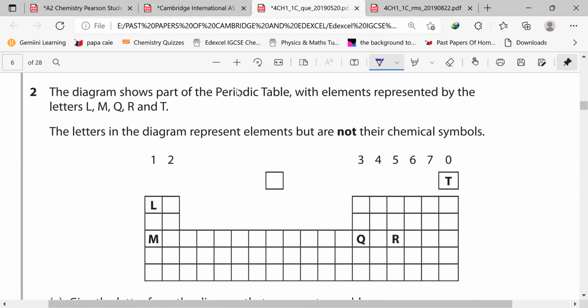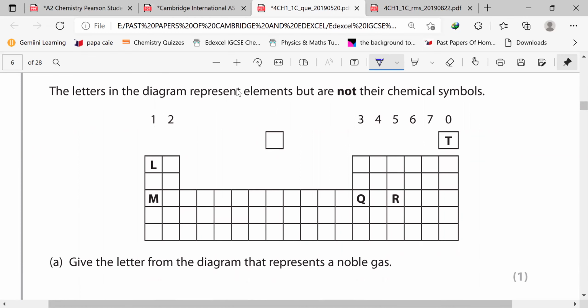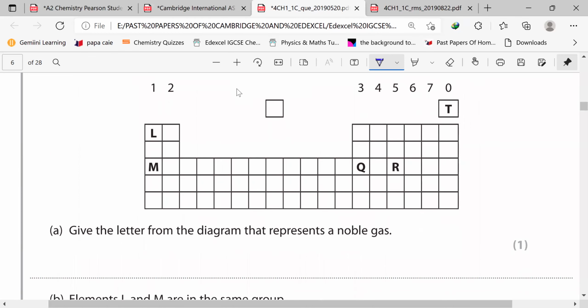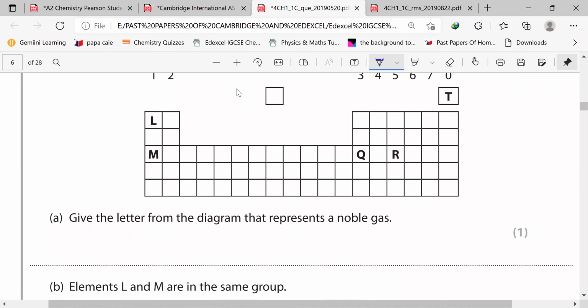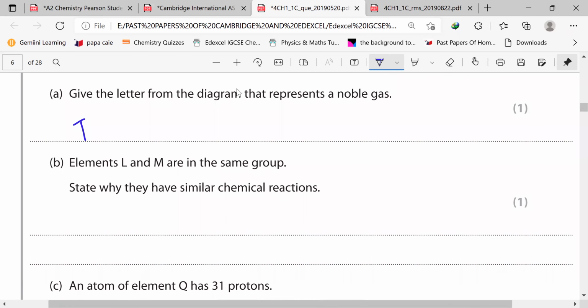The diagram shows part of the periodic table with elements represented by the letters L, M, Q, R, and T. The letters in the diagram represent elements but are not their chemical symbols. A. Give a letter from the diagram that represents a noble gas. That would be T. Next.